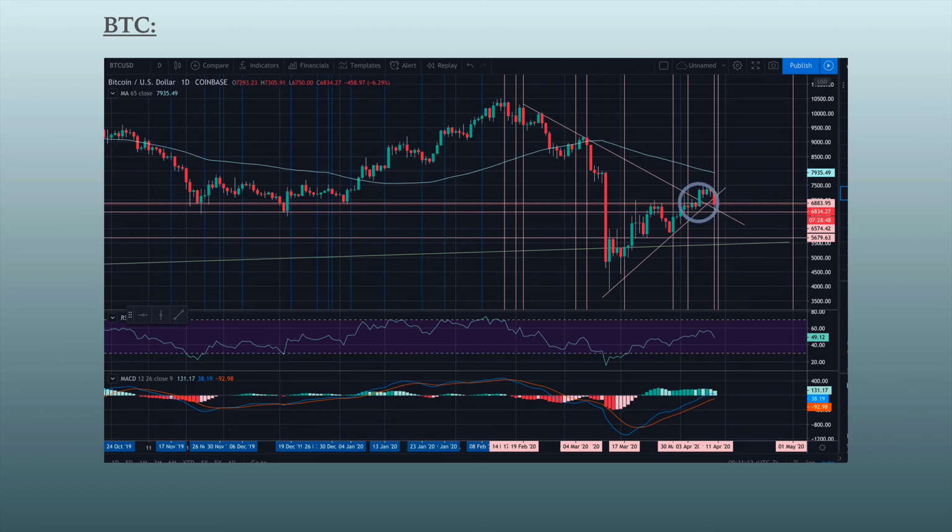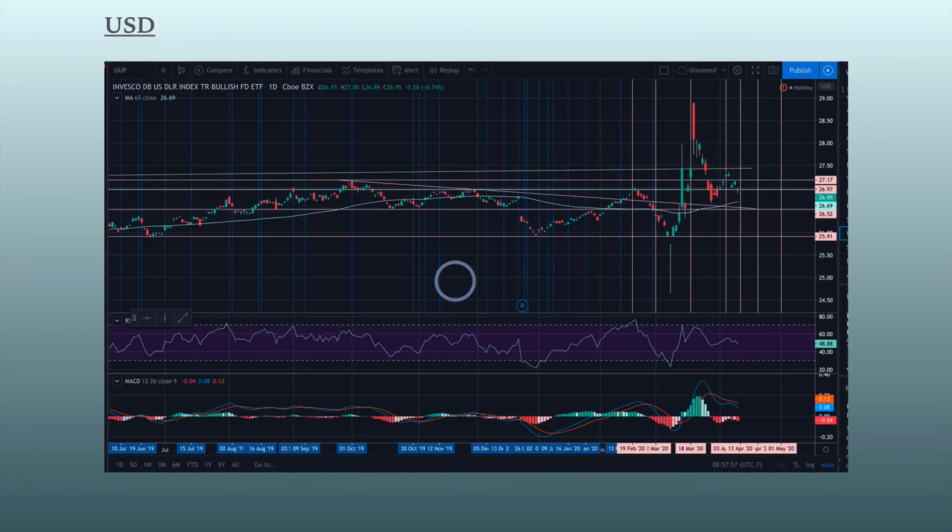But very conceivably, potentially in this position, I could see us trading up to the 65-day moving average and back down again for a while.